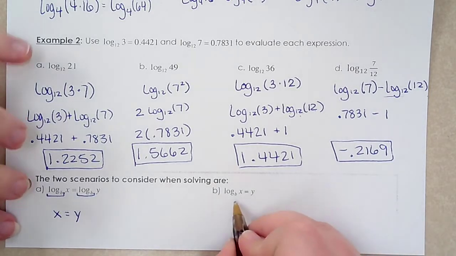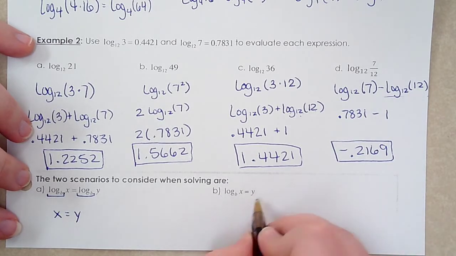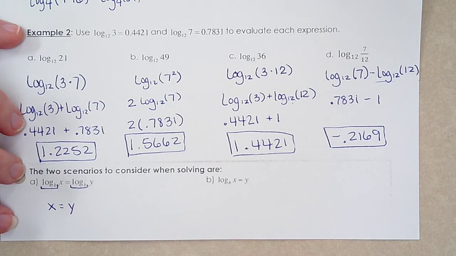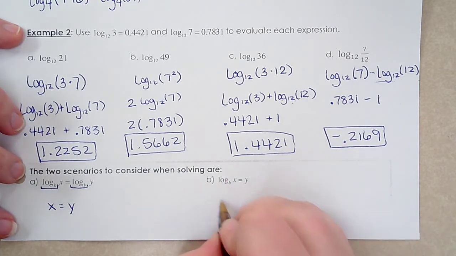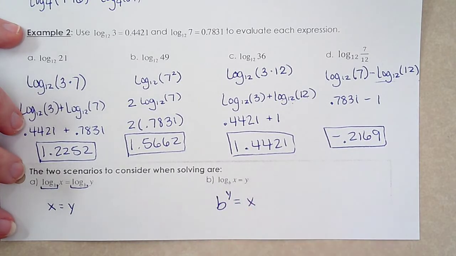And then the other scenario is not really a scenario because we've already talked about it. This is what we did yesterday in 9.2, and it was changing our logarithmic form over to exponential form. And we know that's just b to the y is equal to x. This is just our exponential form.